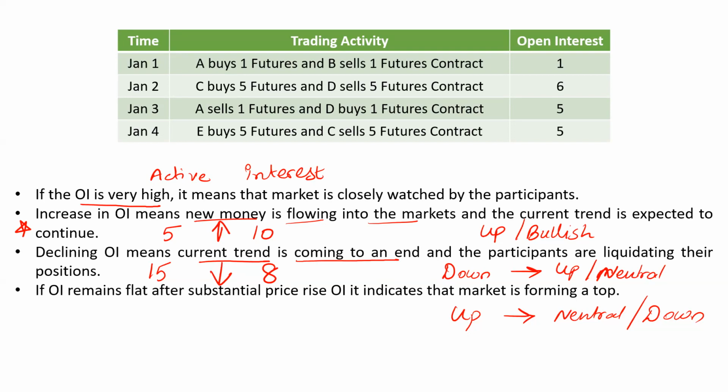So if the open interest is decreasing, then the current trend is coming to an end. And participants are liquidating their positions. That means people are exiting their positions. So if you are long, then you are exiting your position as a long. If you're short, you are exiting the position as a short.